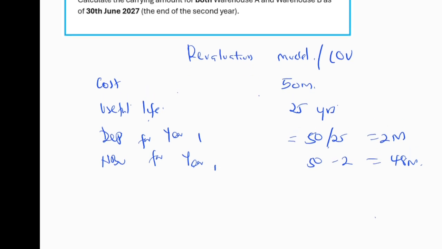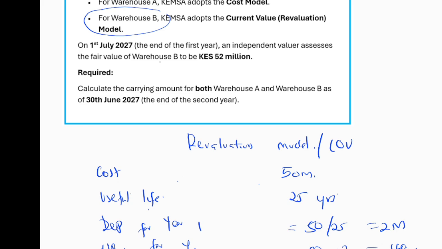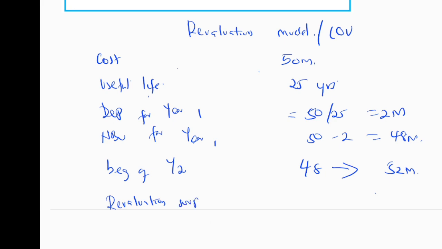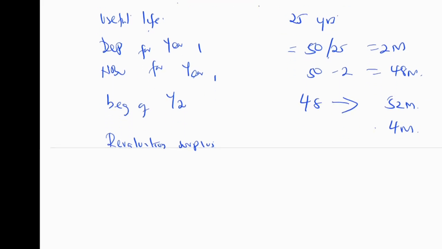Let us continue. The question tells you on 1st July, the beginning of year two, an independent valuer assesses the value of warehouse B to be 52 million. So the value has increased from 48 to 52 million. There is a revaluation surplus of 4 million. It will go to revaluation surplus, that 4 million.